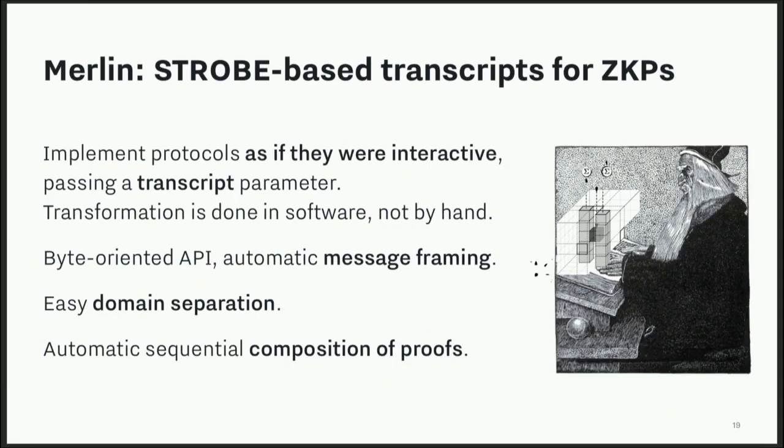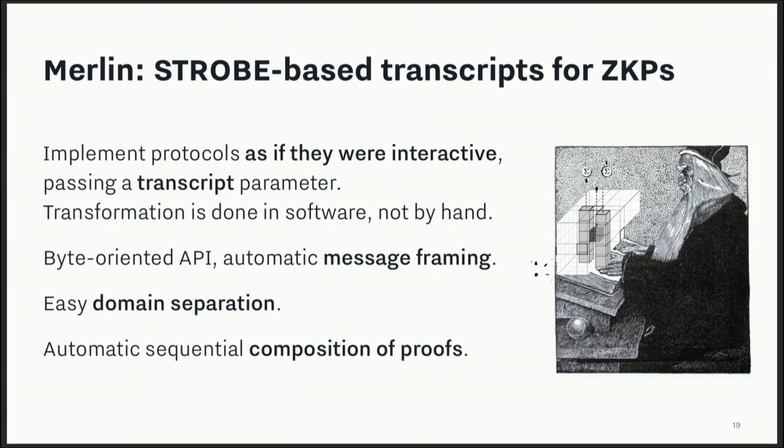It's a construction built on Strobe, also by Mike Hamburg. And what it does is it allows you to implement your protocol as if it were interactive, passing this transcript parameter through all of your proving and verification functions. So the Fiat-Shamir transform is done in software, not by hand, so it's harder to miss things. It does automatic message framing, so you don't have any problems with ambiguous encodings.